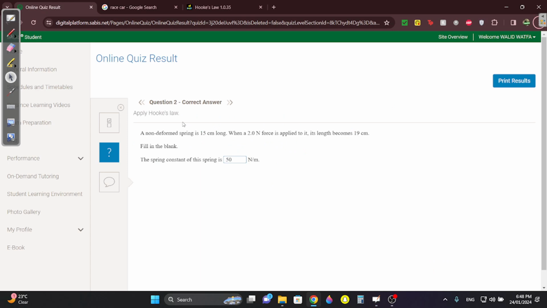Okay, a non-deformed spring, in question 2, is 15 centimeters long. When a 2 Newton force is applied to it, its length becomes 19 centimeters. They want the spring constant, K. How do you find K? K is T over delta L, right? The force here, T, is going to be 2 Newtons, and delta L would be L final minus L initial. So the final is 19 minus the initial is 15. You get 2 over 4, which is... Oh, wait, I made a mistake.